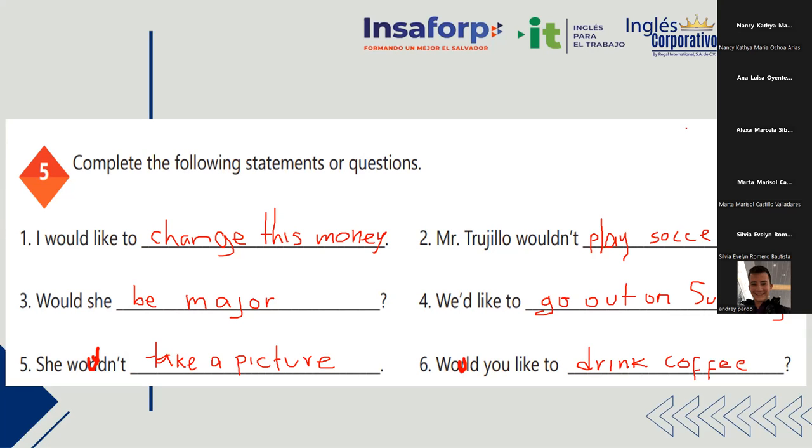I would like to change this money. Mr. Trujillo wouldn't play soccer. Mr. Trujillo would not play soccer. Would she be a mayor? Would she be a mayor? A mayor le vamos a poner. A mayor. Que siempre lleva antes de los jobs. Would she be a mayor?